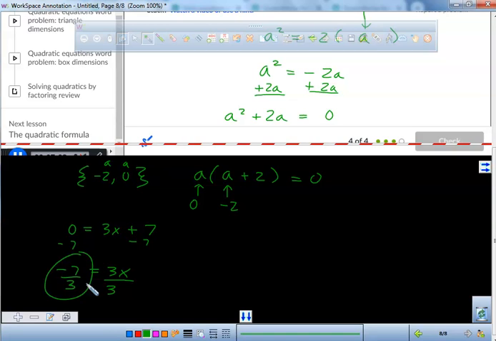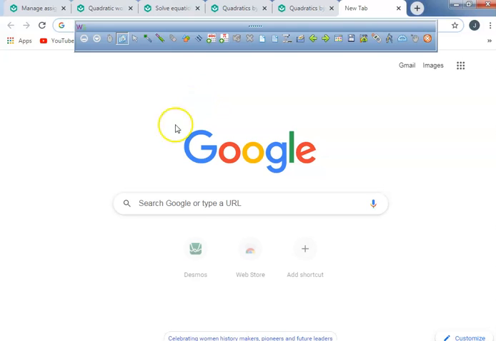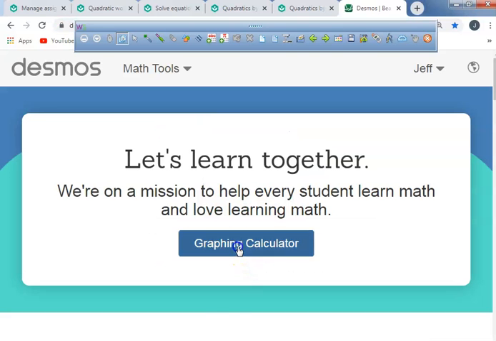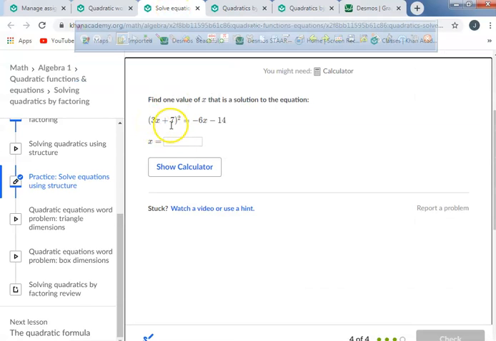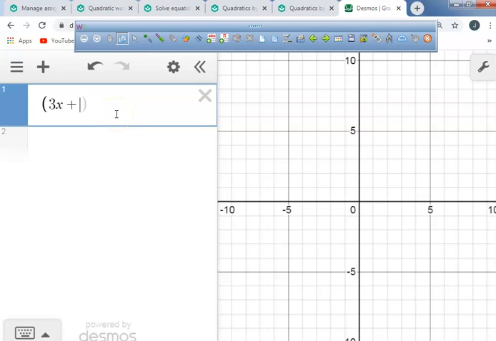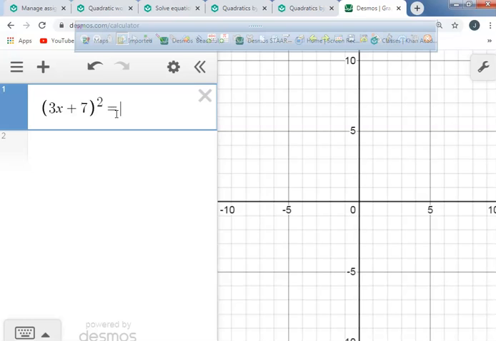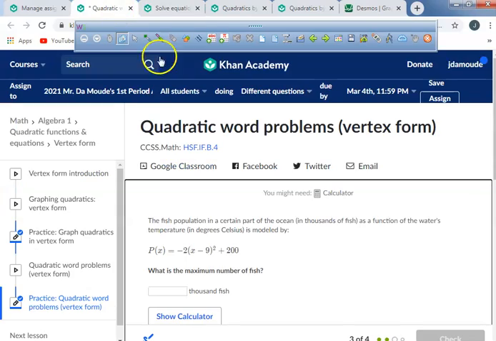Now check this out. In Desmos, let's see here, where's my Desmos right there? Okay, do you guys see this equation right here? 3x plus 7 squared equals negative 6x minus 14. So I'm just going to do a parentheses, 3x plus 7, close it, and square it. I'm going to use the shift key to make it a little bit faster. Equals negative 6x minus 14.